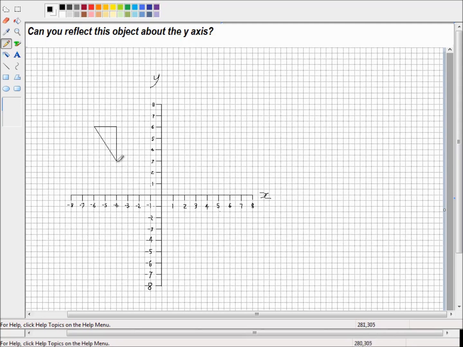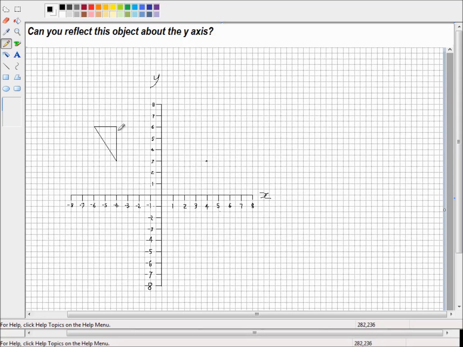Okay, so this vertex here is 3 units up and -4. So it's going to want to be at +4 on the x-axis and remain 3 units up. So that's 4, 3, if I've got the right position. So that's here.